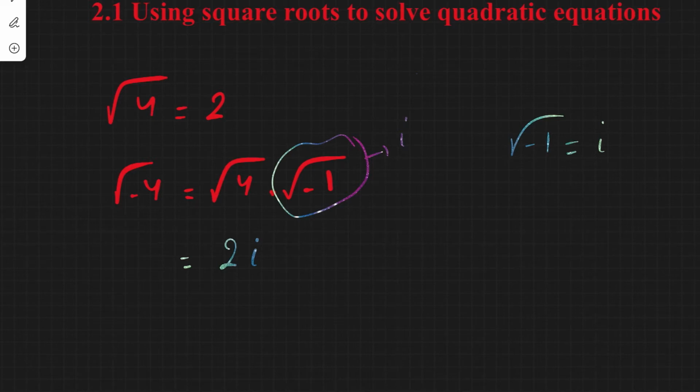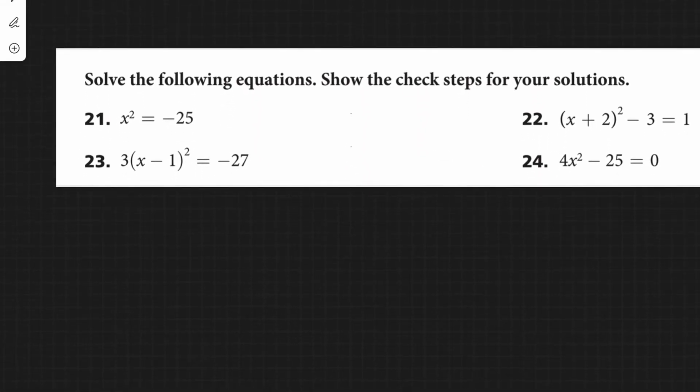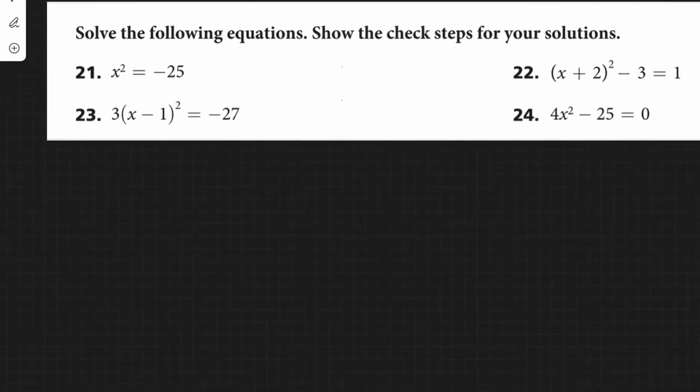I have prepared some questions to be solved. The first question: x squared is equal to negative 25. The keyword in this lesson is isolate. In the first question, x squared is already isolated, so we only need to get rid of the power of 2.